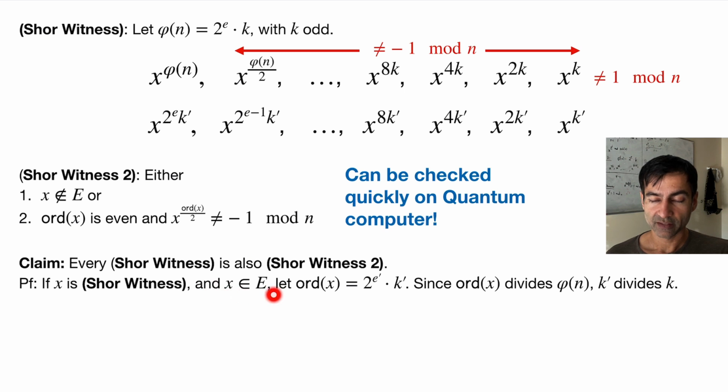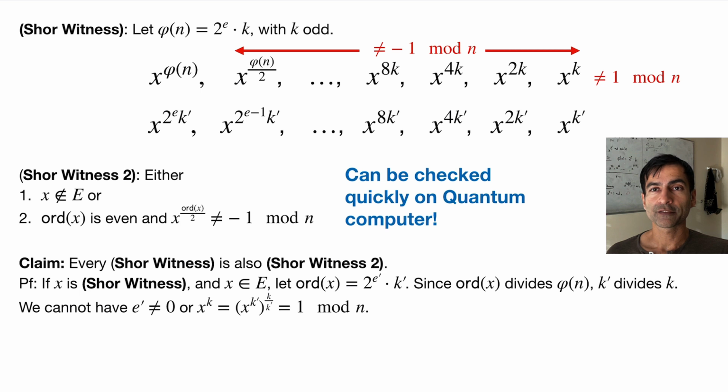But if it is in E, then the order of x is well defined. So let's write the order of x like this. Let's take out again all the factors of 2. And let's consider this sequence here. So this is x to the k prime, x to the k prime squared, and all the squares all the way up. Because the order of x divides phi of n, this k prime here must divide k. And that means the sequence above consists of numbers that are odd powers of the sequence below. All of these numbers are odd powers of the sequence below.